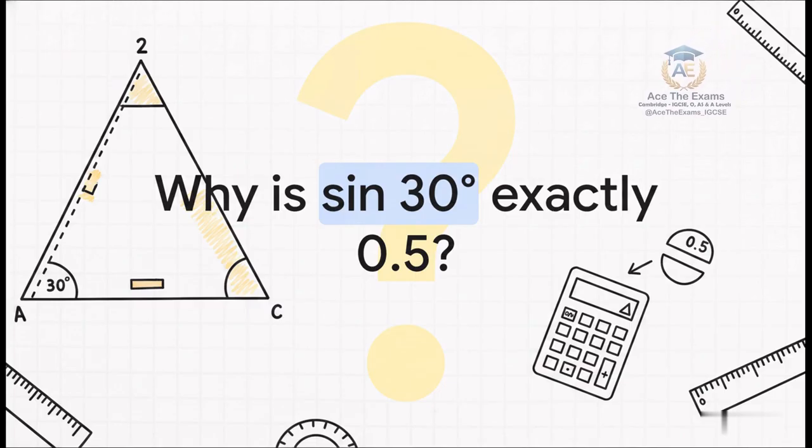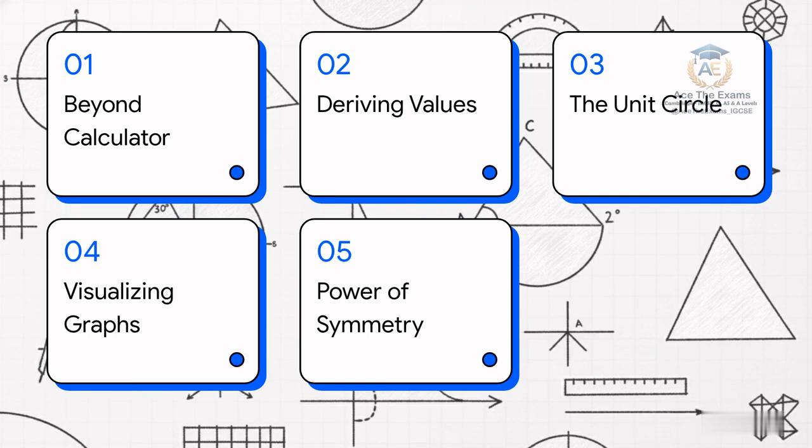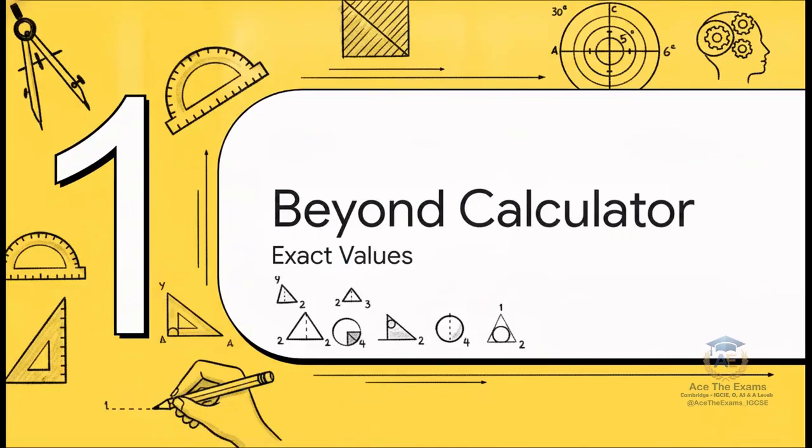Today, we're going to visually deconstruct exactly where that magic number comes from, using nothing but shapes you already know. No rushing, no blind memorization, just pure logical strategy. We've got a clear roadmap today to get us there. We will cover 1. Beyond the calculator. 2. Deriving exact values. 3. Enter the unit circle. 4. Visualizing trigonometric graphs. And finally, 5. The power of symmetry.